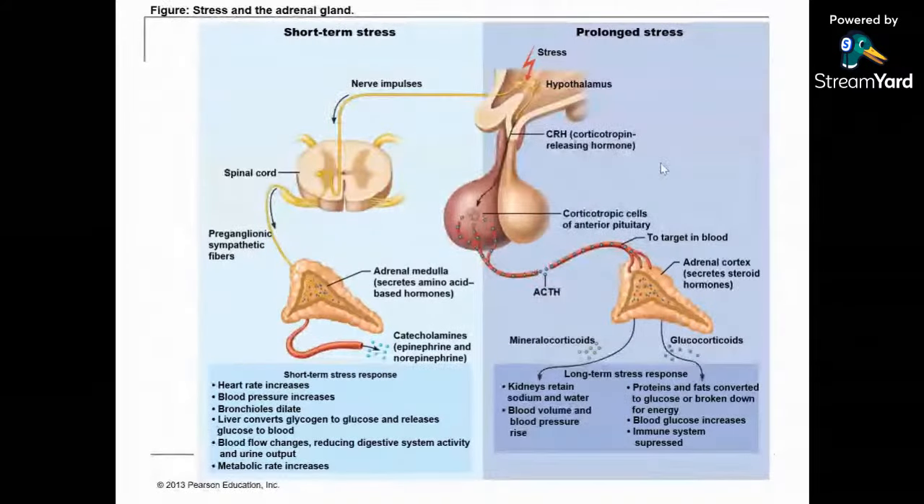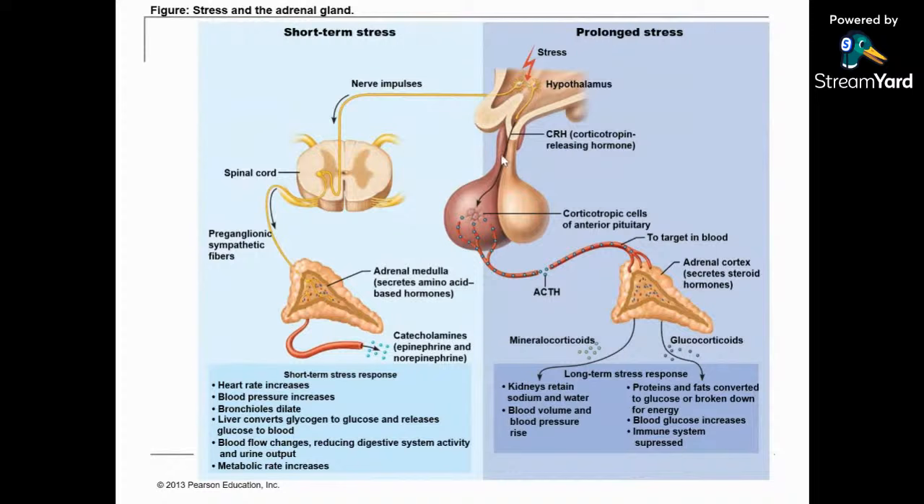During the prolonged stress condition, hypothalamus releases the corticotropic-releasing hormone, which comes into the anterior pituitary, which works to release the adrenocorticotropic hormone, and it secretes mineralocorticoids, which works on kidney to retain sodium and water. Blood volume and blood pressure rise. Glucocorticoids, proteins and fat converted to glucose or broken down for energy. Blood glucose increases. Immune system suppressed.